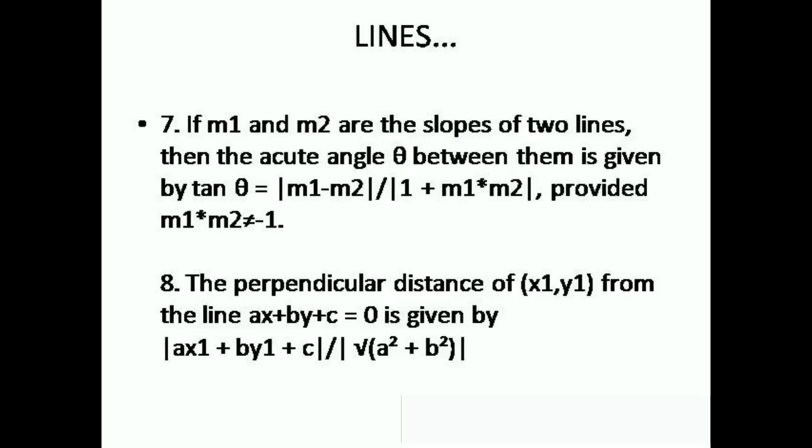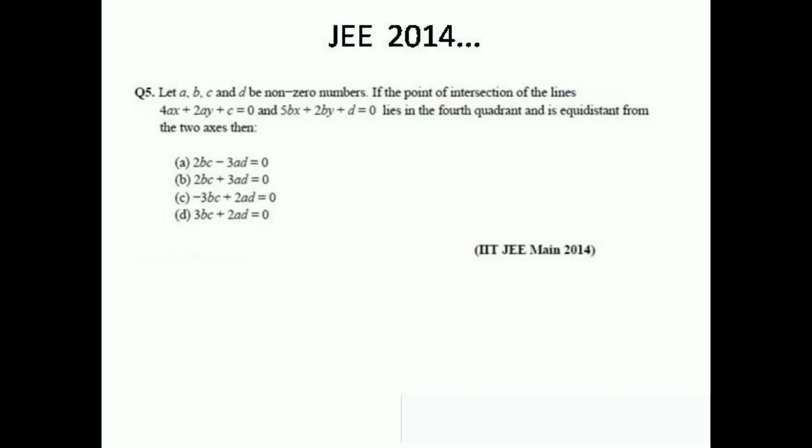Okay, so let's see an example based on that. This was asked in JEE 2014. Let a, b, c and d be non-zero numbers. If the point of intersection of the lines 4ax + 2ay + c = 0 and 5bx + 2by + d = 0 lies in the fourth quadrant and is equidistant from the two axes, then... Okay, so they are telling us that the intersection of these two lines is in the fourth quadrant and that point is equidistant from the axes.